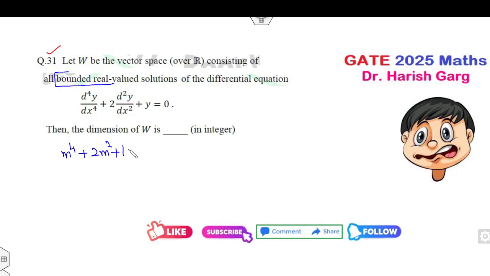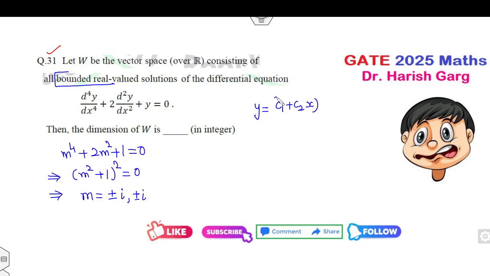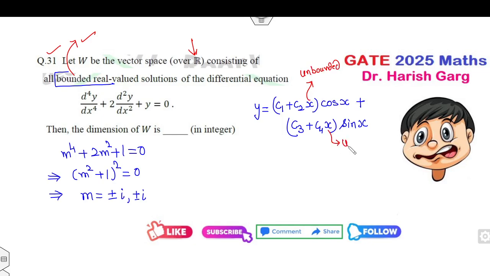Plus 2m square plus 1 is 0. So that gives you (m square plus 1) square is 0, which gives you m equals plus or minus i. Fine. So can you write the solution? So this will be (C1 plus C2x) cos x plus (C3 plus C4x) sin x. Now your target is to look only for the bounded case, and x belongs to R. So clearly this x is unbounded. Fine. This x is also unbounded.